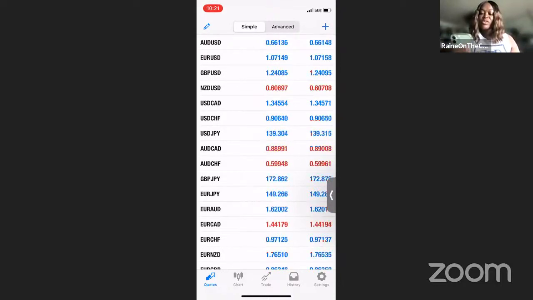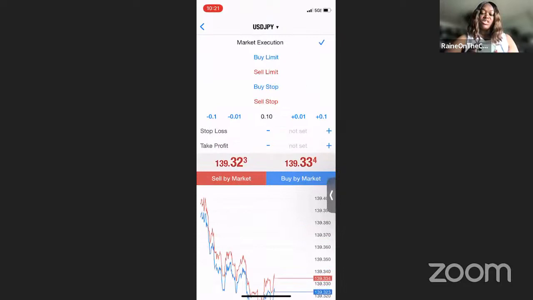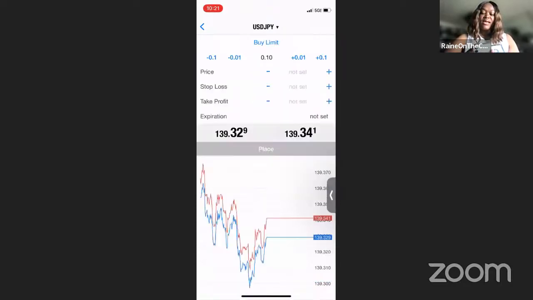So let's say we're going to do a USD JPY trade. So we see market execution, but now we want to do a pending order. If you tap on market execution, tap on buy limit, we can get that going. So with a buy limit, you want the price to pull back down to an entry point that you have predetermined for you to then enter the trade.